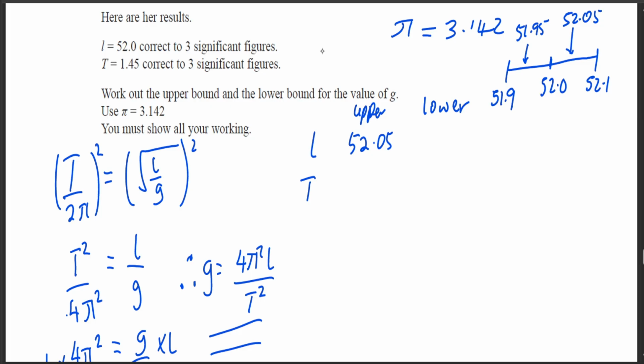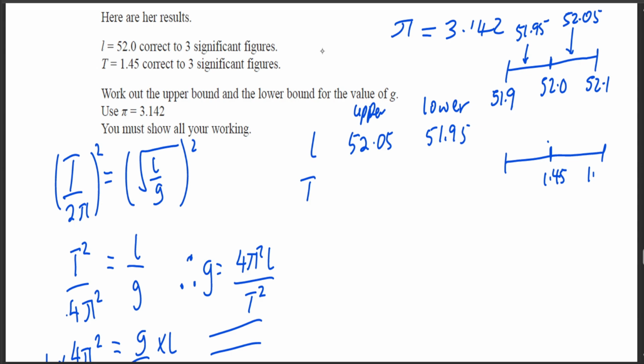As for the T also, T is 1.45. So this is going to be 1.46, and this 1.44. The lower bound is supposed to be 1.445, and this one will become 1.455. So the upper bound for this is 1.455, and the lower bound is 1.445. Very simple. After knowing that, then it becomes easier.